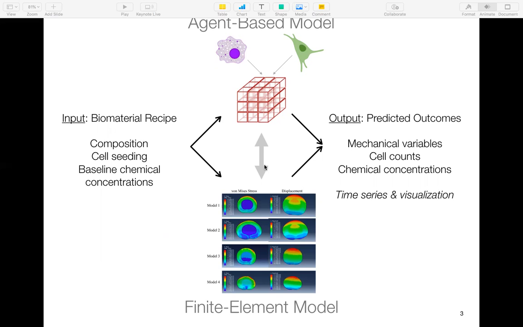And so, with all of this complex modeling going on, we need to improve the model's accuracy by optimizing and refining it with data from the bench in an iterative process. The end goal is to be able to find the optimal biomaterial recipe to treat lower back pain.